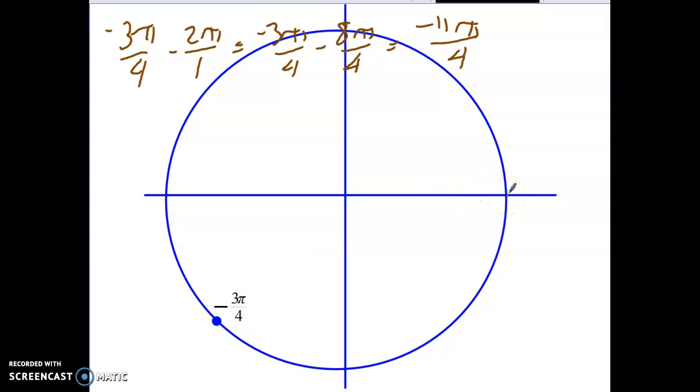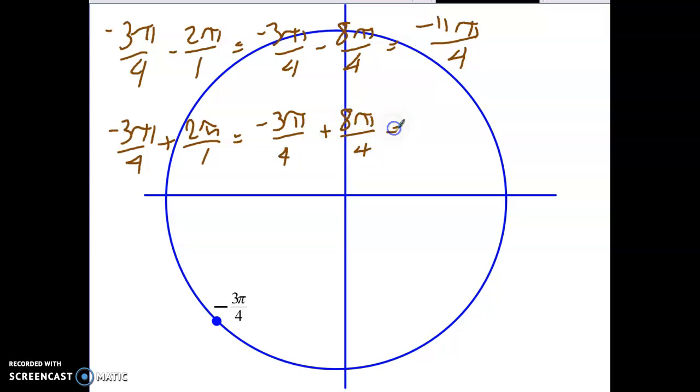I can also think about it that if I start here and I go negative 2 pi, I go all the way around, and then I go negative 3 pi over 4 more, I end up in that same place. You can think about it either way. All right, what if I want to go positive? Well, then I will do negative 3 pi over 4 plus 2 pi, which is 2 pi over 1. Just like before, I'm going to need to get that common denominator, negative 3 pi over 4 plus 8 pi over 4, and that puts me at 5 pi over 4.